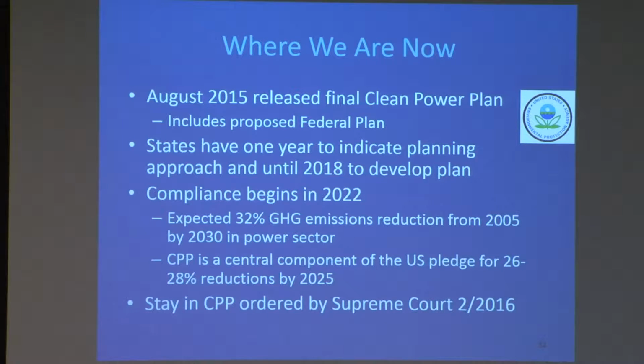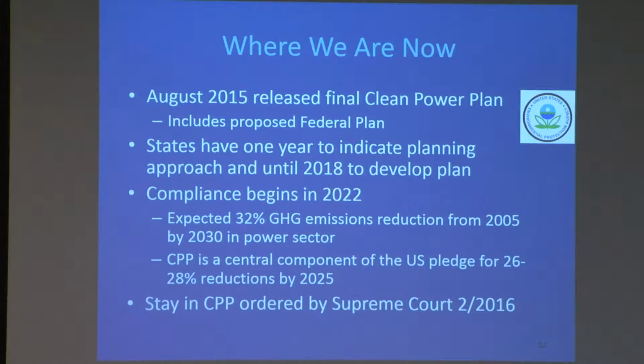Okay, so a little bit about the Clean Power Plan and the history behind this. There was actually a draft plan in 2014, and then the plan was finalized this past summer. The states, back when it was originally announced, have 1 year to indicate what their approach is to planning, and then the plans need to be developed by 2018, and then compliance beginning in 2022. So a reasonably aggressive plan with a 32% reduction in greenhouse gases by 2030 from 2005 values. And as I mentioned, this is a central piece to the U.S. pledge in the Paris negotiations.